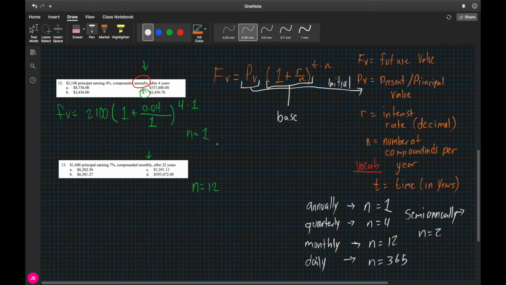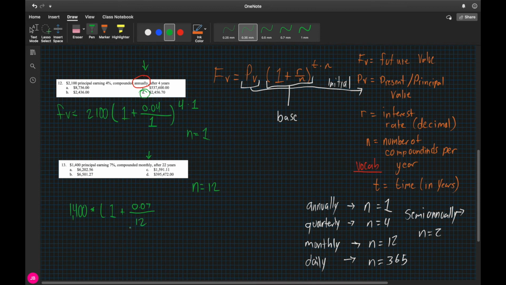Once you know what your n is, all you need to do is plug in the rest of the equation. So for this example, we would say 1400 times 1 plus my interest rate in decimal form, 0.07, divided by my n, which is 12.